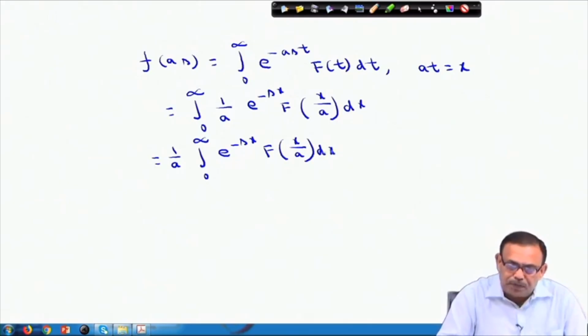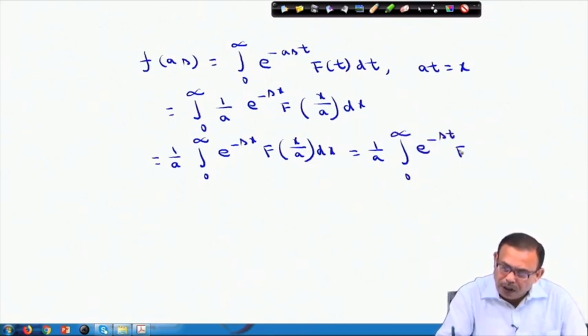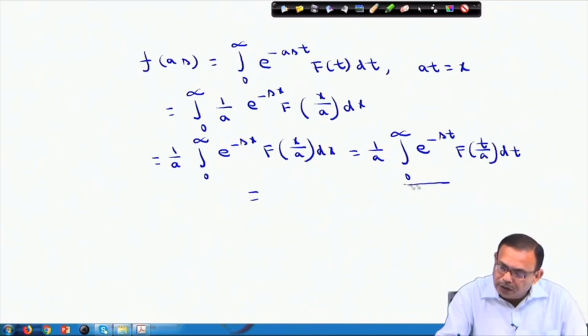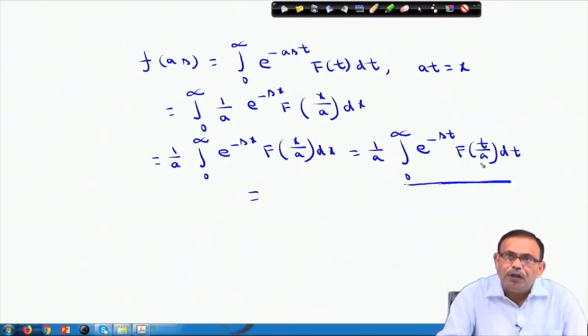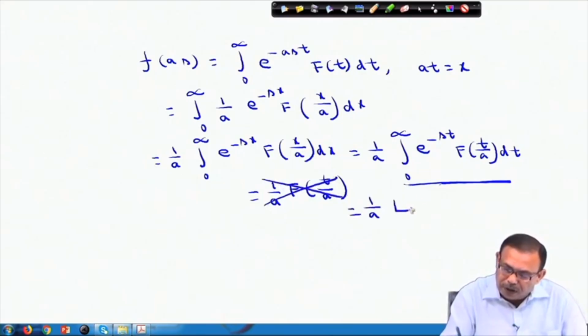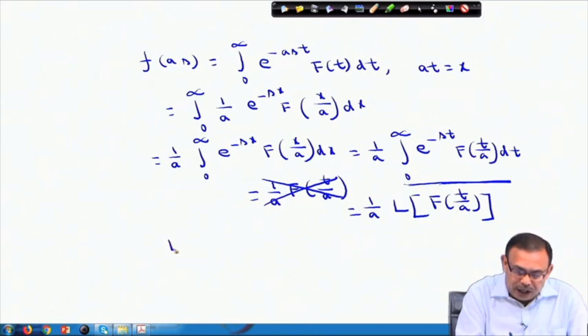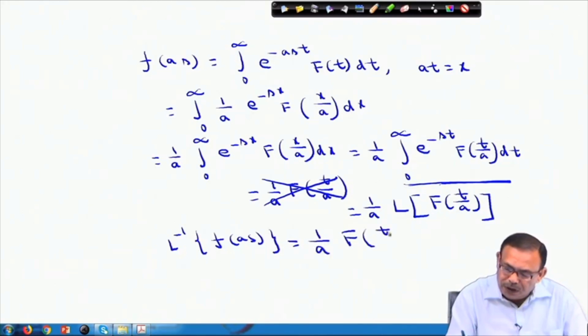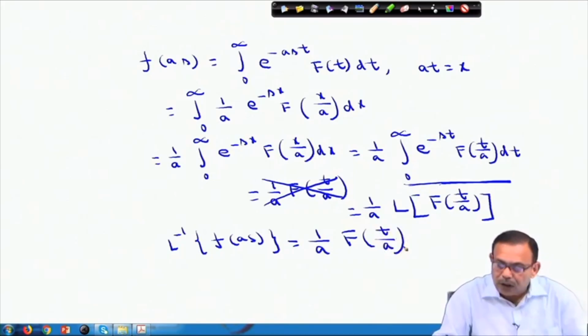So, again x can be replaced by t, that is 1 by a, integral 0 to infinity e power minus s t into f of t by a dt, which is nothing but the Laplace transform of the function f of t by a. So, this will be equal to 1 by a into Laplace transform of f of t by a. Therefore, we can say that Laplace inverse of f of a s is equal to 1 by a into f of t by a, which completes the proof of the theorem.